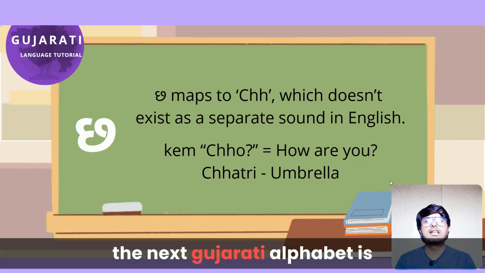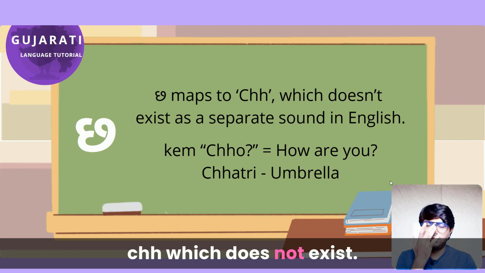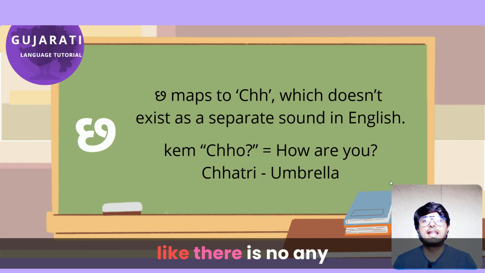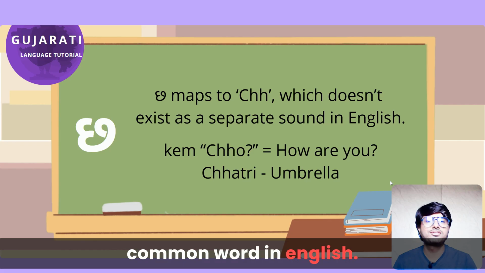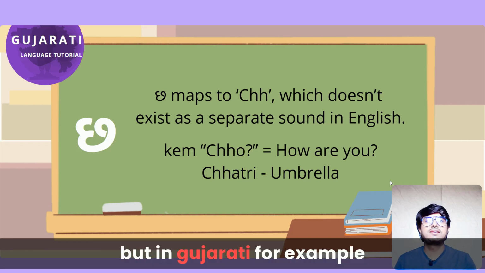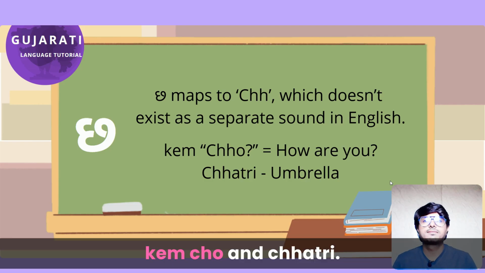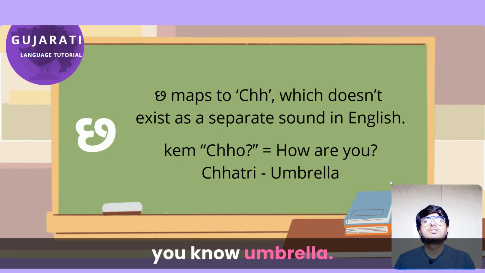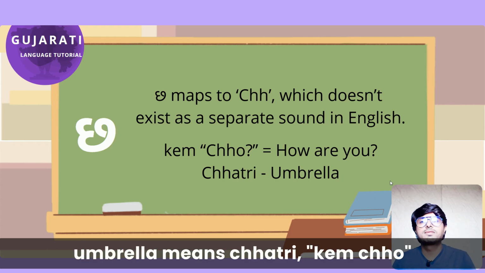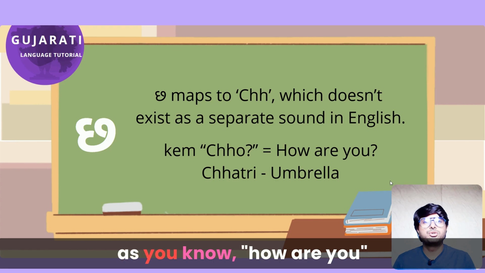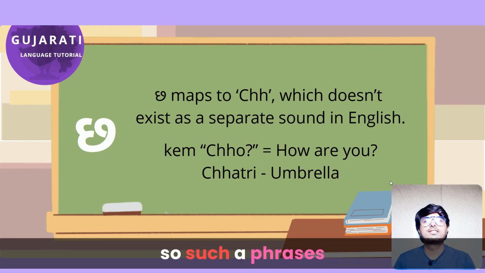The next Gujarati alphabet is Chha, which does not exist in English, like there is no common word in English, but in Gujarati, for example, kem chho and chhatri, umbrella. Umbrella means chhatri. Kem chho, as you know, means how are you? So in such phrases, sentences and words, this Chha letter is used in Gujarati.